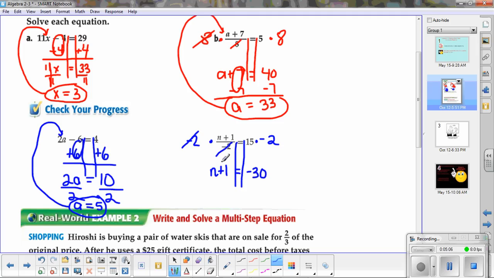Now to get the n alone, we have to undo the plus 1 by subtracting 1. So the plus 1 and negative 1 is 0. You have n equals, now a negative 30 take away 1 is negative 31, or you might want to change it to adding the opposite. Negative 30 plus a negative 1 is negative 31. Now if you want to check that, you go back here. Negative 31 plus 1 is negative 30, and then negative 30 divided by negative 2 is going to be a positive 15.